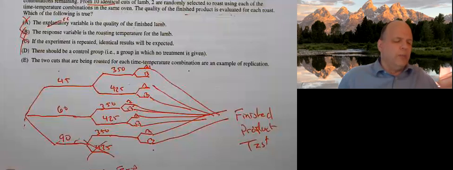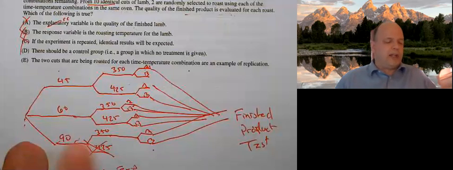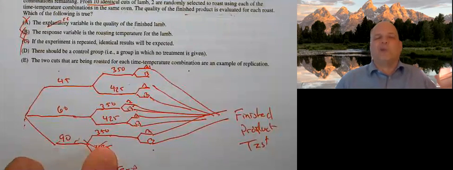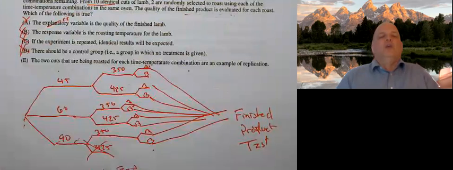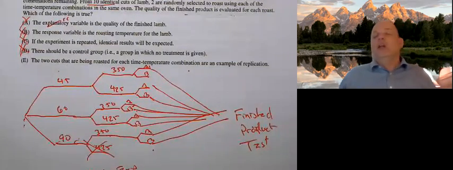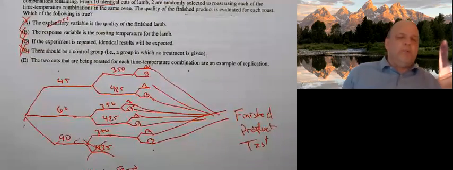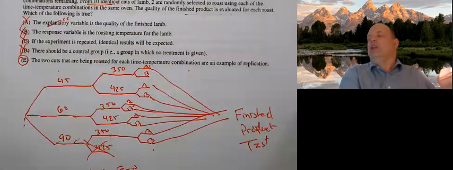There should be a control group in which no treatment is given. If I'm not giving it a treatment, that means I'm not cooking it for any time. I'm basically serving it raw. So I don't think that's appropriate. No control group would mean no explanatory variables, no time, no temperature in this case. The 2 cuts that were roasted are an example of replication. And yes, they are, because we want to find on average which one makes the best, because we know pieces of meat vary slightly. So on average, which one has the best outcome for the lamb? All right. So the answer to number 30 is letter E.